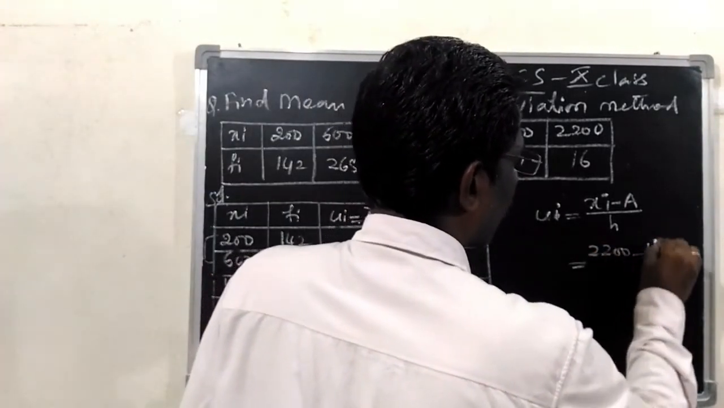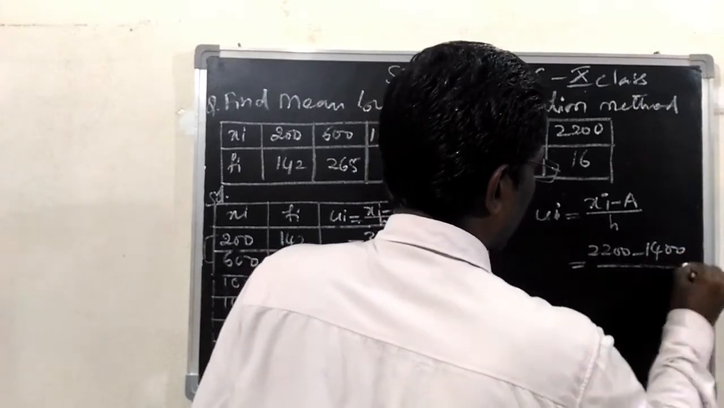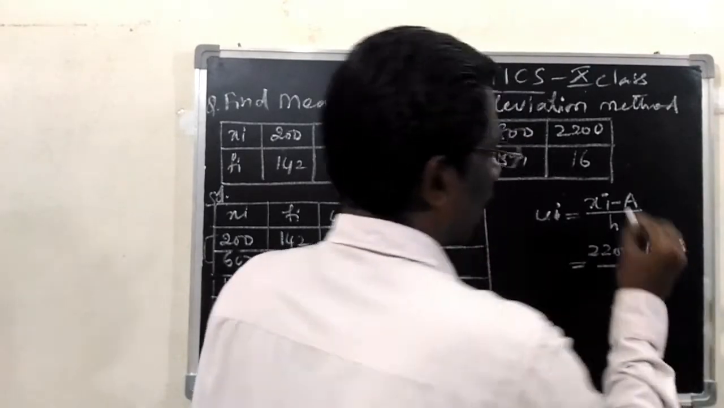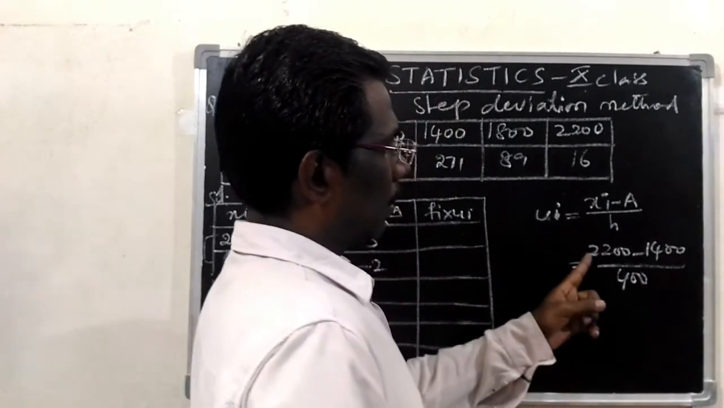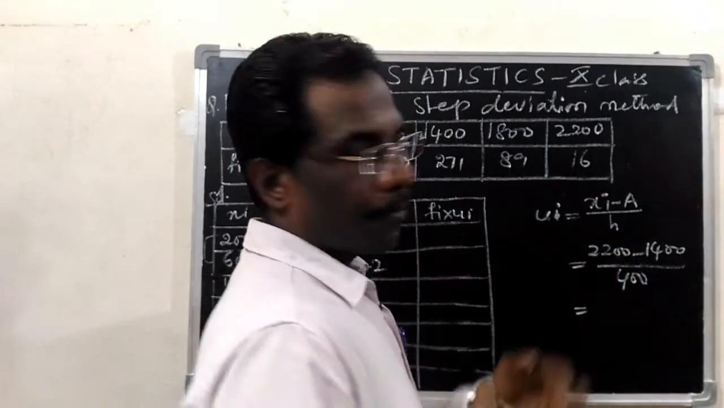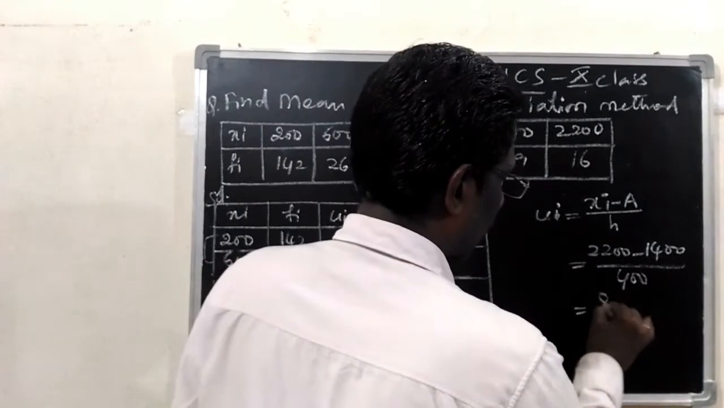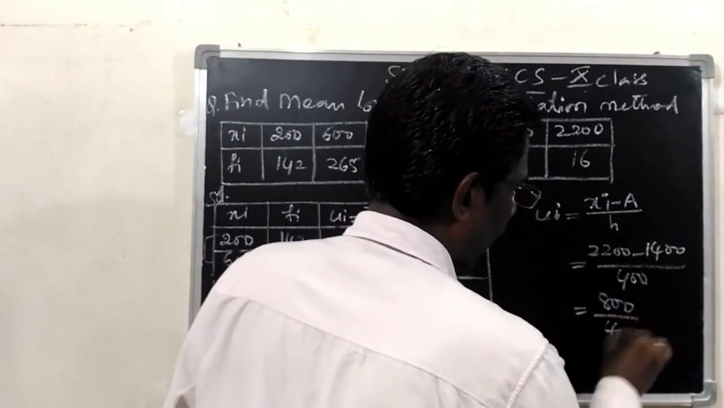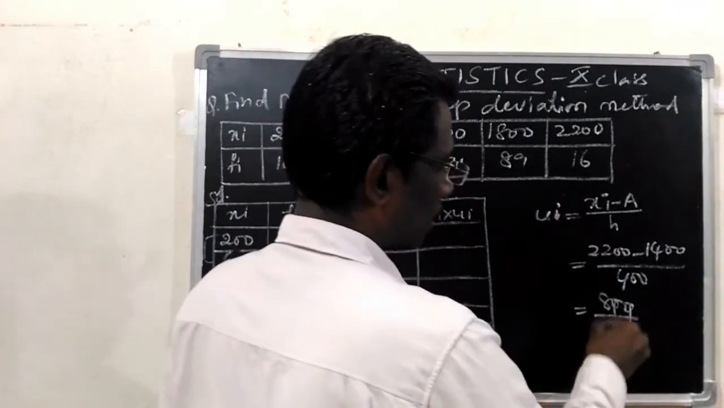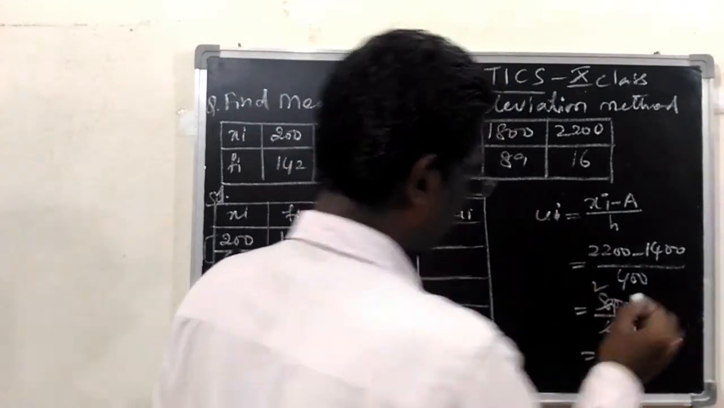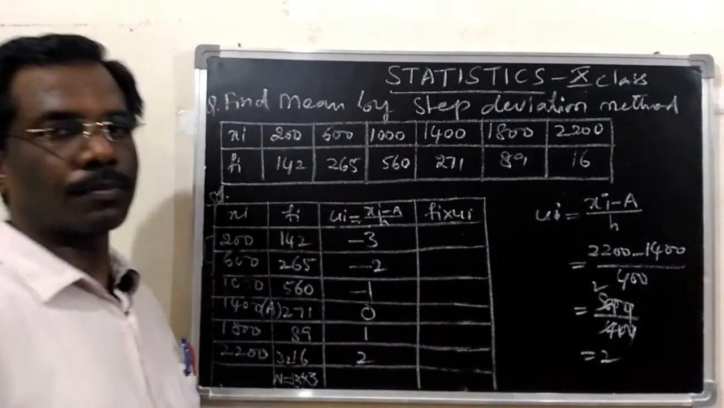2200 minus 1400 divided by h, which is 400. So 2200 minus 1400 is 800 divided by 400. If we cancel these two zeros, 4 ones are 4 and 4 twos are 8, it equals 2.